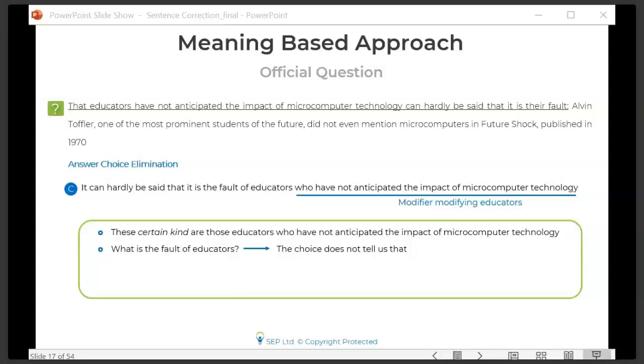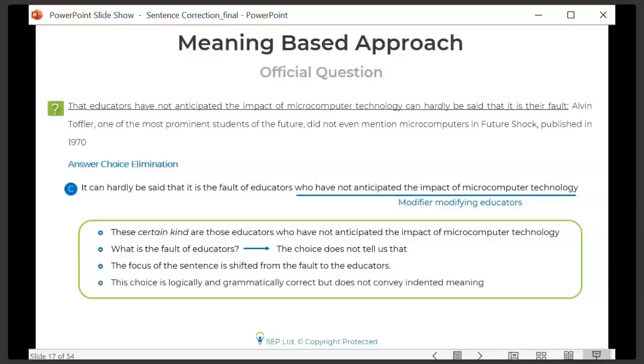Okay. Nothing wrong with the sentence grammatically. Everything is fine. But if you see the focus of the sentence, okay, the focus of the sentence shifts. The focus of the sentence has shifted from the fault to the educators. Okay. And thus this choice is logically and grammatically correct. Nothing wrong with that. But it does not convey the intended meaning. And that is why it is incorrect. So you see, let me drive home the point once again.